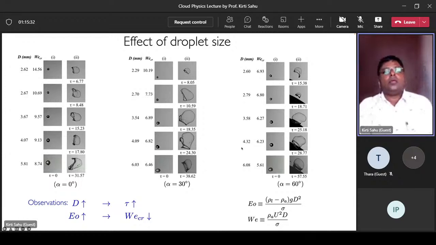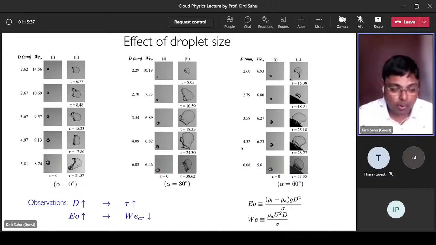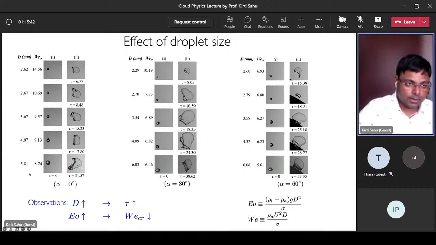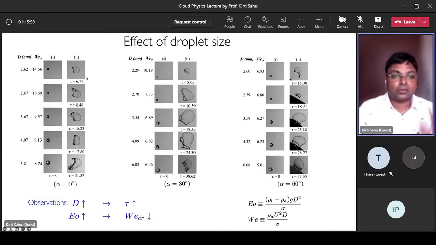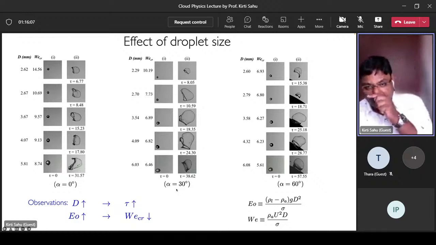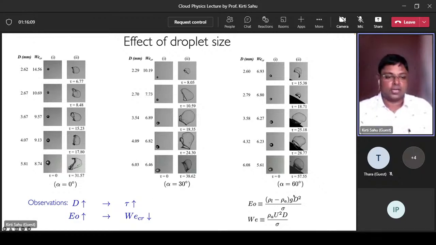So here we see the effect of droplet size on the bag breakup phenomena. As we increase the droplet size, the critical Weber number at which the bag fragmentation occurs actually decreases. And also this plot shows the maximum size of the bag before it ruptures, and that has been done for alpha equal to 0, pure cross flow configuration, alpha equal to 30 degrees, and alpha equal to 60 degrees.